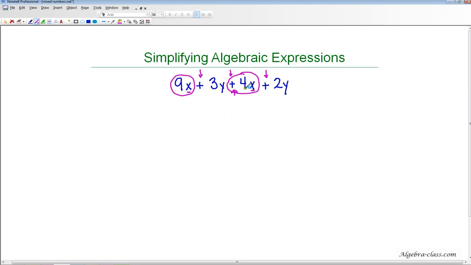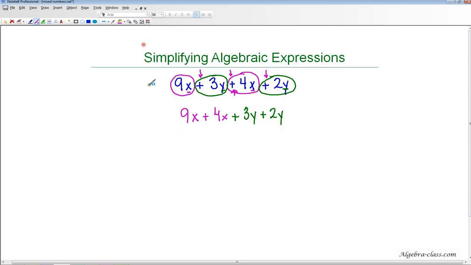So 9x and 4x are like terms. I like to write my like terms side by side. And when I do, I'm going to take the sign in front of that term with it. So 9x plus 4x. Now I have another set of like terms. I have the 3y and the 2y. They're like terms because they both have the variable y. I'm going to bring those down as well with the sign in front. Luckily, this is all addition, so it makes it pretty easy.